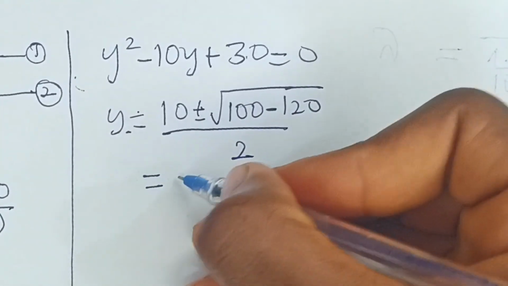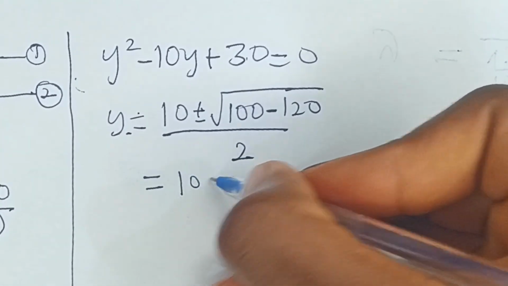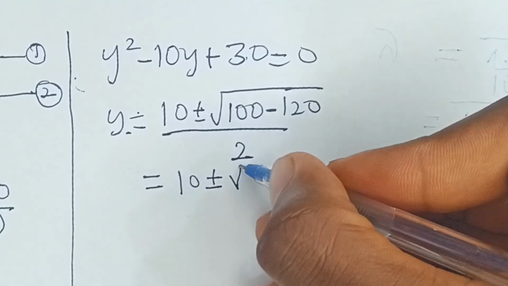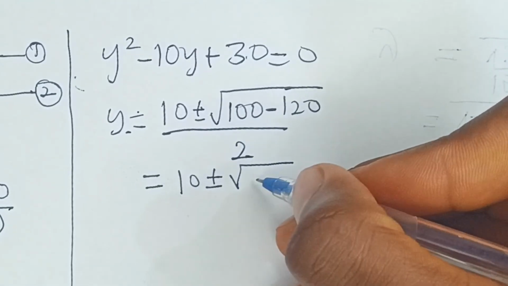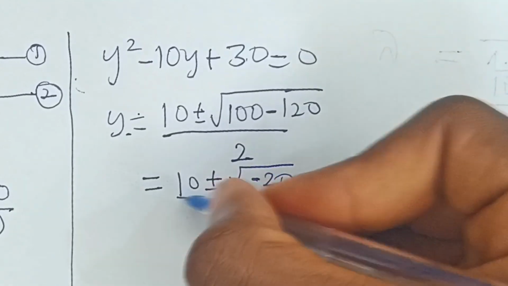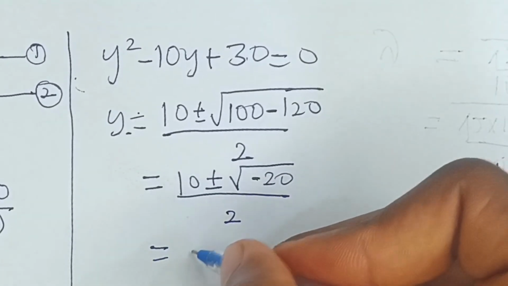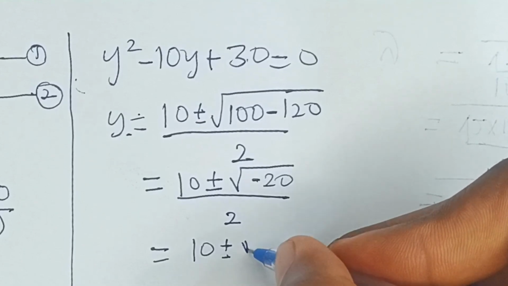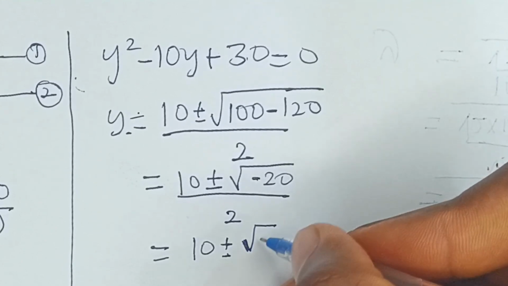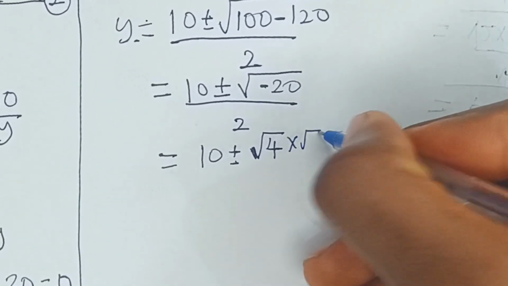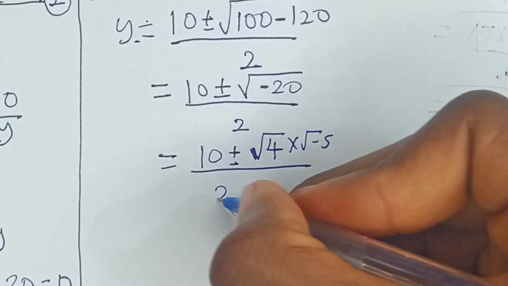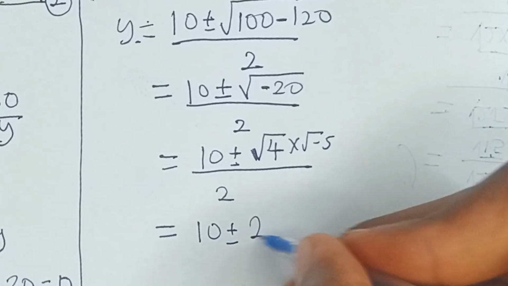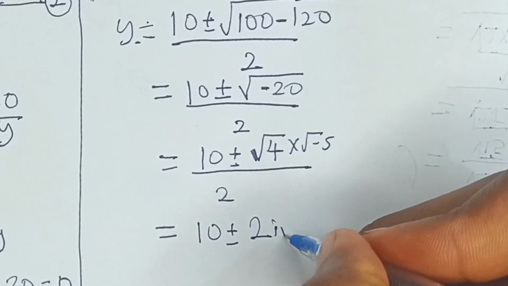This is now equal to 10 plus or minus square root of negative 20, all over 2. This is now equal to 10 plus or minus square root of 4 times negative 5, all over 2. This is now equal to 10 plus or minus 2 times i root 5.